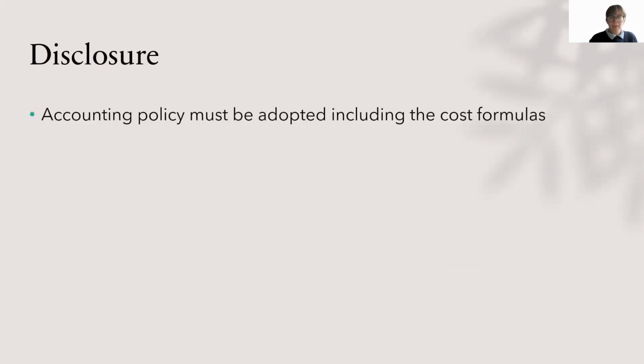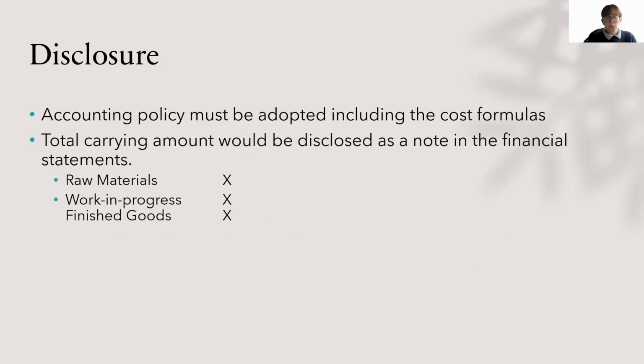So IAS 2 then does also state that we may need to disclose some things. So an accounting policy must be adopted, including the cost formulas, and we have to disclose in our financial statements which policy and which cost formula have we used. The total carrying amount will be disclosed as a note in the financial statements. So raw materials, work in progress, and finished goods all need to be recorded. Inventories carried at net realisable value need to be noted.